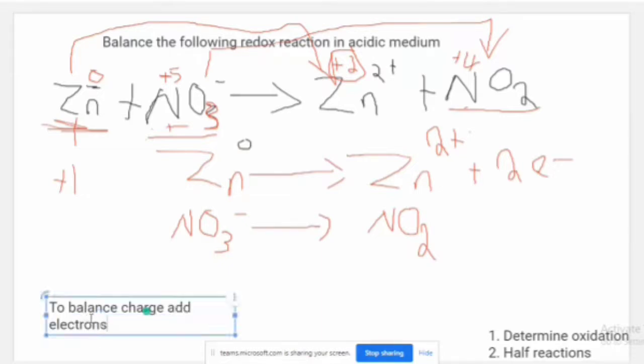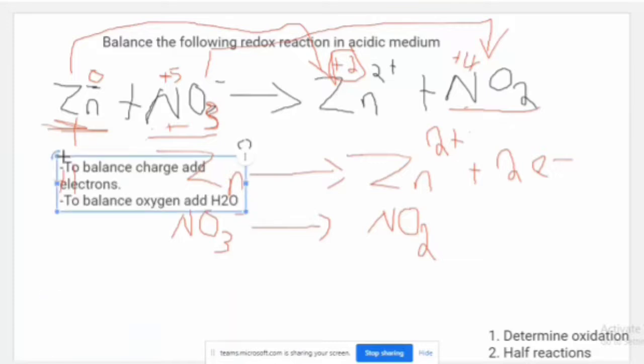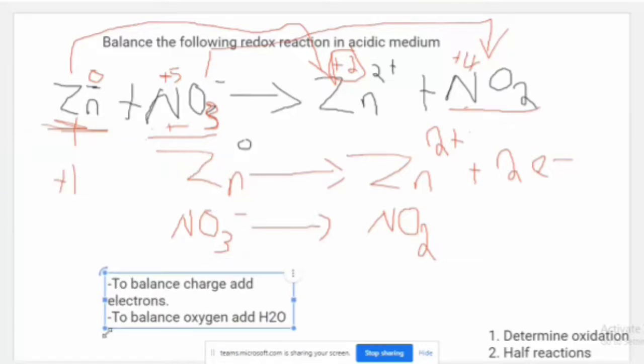I'll write what you need to do here. To balance charge, we know we're supposed to add electrons. Now if you're balancing oxygen, you add water. You add a water molecule. So I'm just writing this down: to balance oxygen, add H2O.